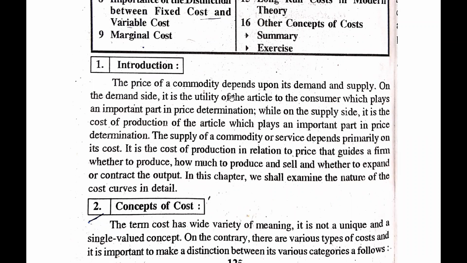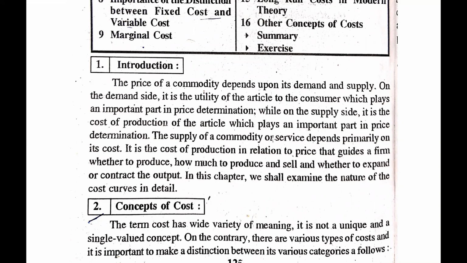The price of a commodity depends upon its demand and supply. On the demand side, it is utility of the article to the consumer which plays an important part in price determination, while on the supply side, it is cost of production of the article which plays an important part in price determination. The supply of a commodity or service depends primarily on its cost. It is the cost of production in relation to price that guides a firm whether to produce, how much to produce and sell, and whether to expand or contract the output. In this chapter, we shall examine the nature of the cost curves in detail.